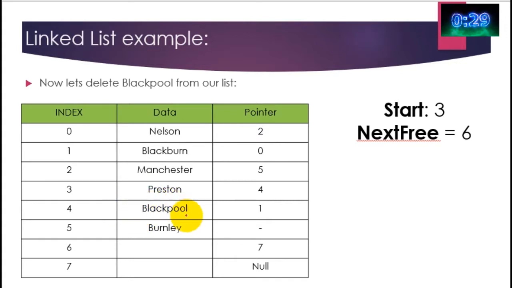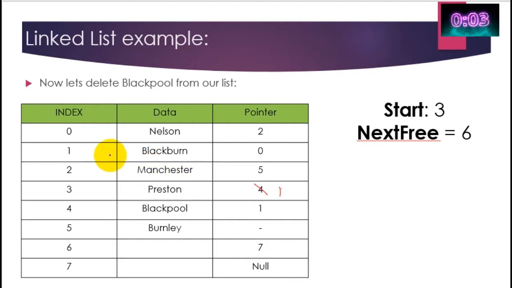So if we want to delete Blackpool, well, we can say that the index of Blackpool is 4. So Preston was pointing to 4. So originally, once you've been to Preston, you would go to node 4. So we're going to cancel that, and we're going to look at where Blackpool was pointing to. Well, Blackpool was pointing to 1. So we're going to change this to 1. And so after you've been to Preston, you go to 1 rather than 4.